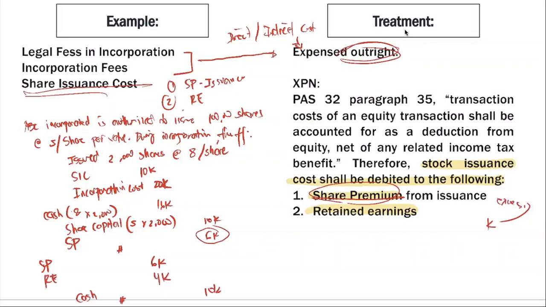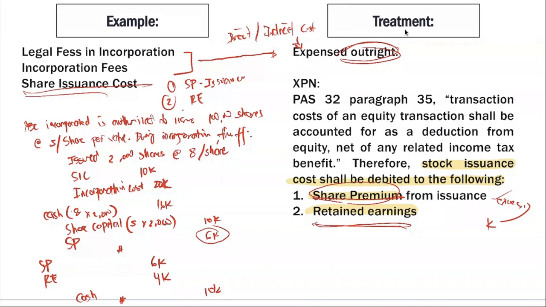Sir, what if there is no share premium? If there is no share premium, then it goes to retained earnings. Because the priority, if there is a share premium from issuance, use this one. If there is not, or it is not enough, then retained earnings. So in this case, the share premium is not enough, so we use retained earnings. But what if there is no share premium at all? Everything is at retained earnings. I hope we are clear as to the treatment of share issuance costs.